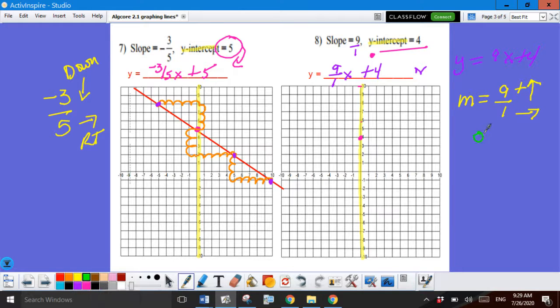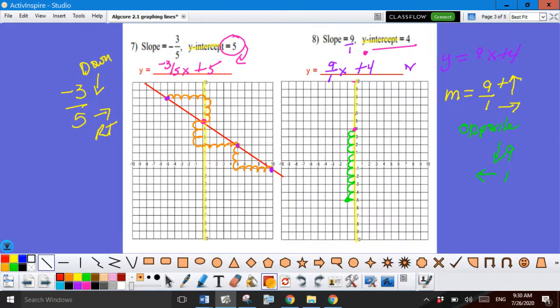Now the opposite of this, if I'm supposed to go up 9 and right 1, would be down 9 and left 1, okay? Down 9 and left 1. So I'm going to go down 9. 1, 2, 3, 4, 5, 6, 7, 8, 9, and left 1. So there's my point, okay? Now let's go ahead and draw this line, and let's talk about what we have here.